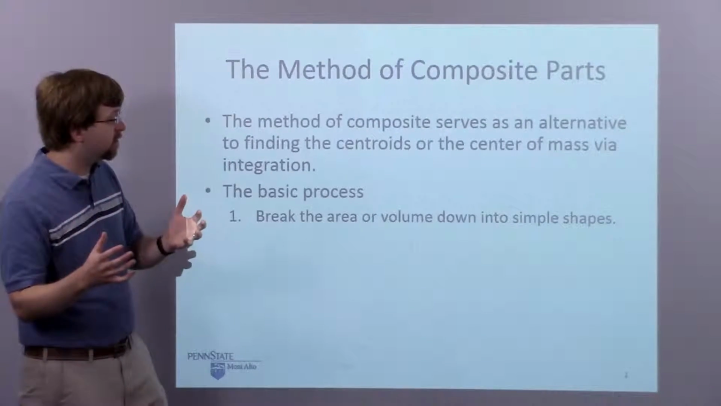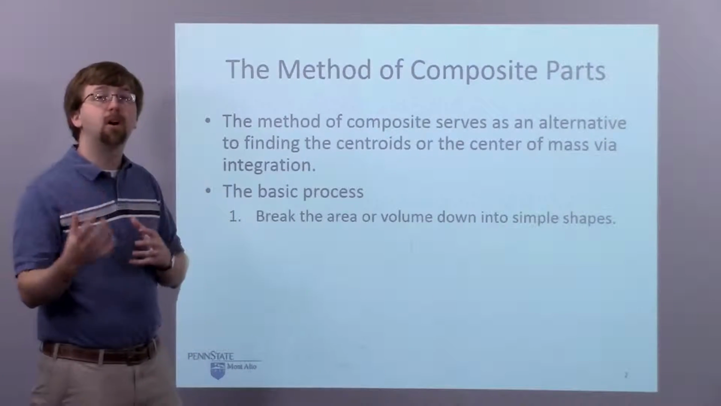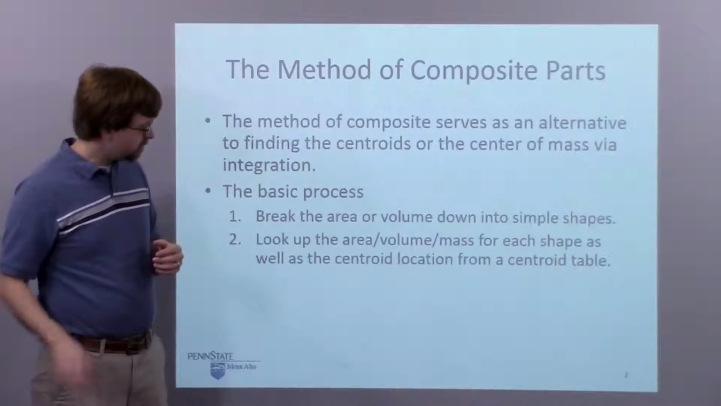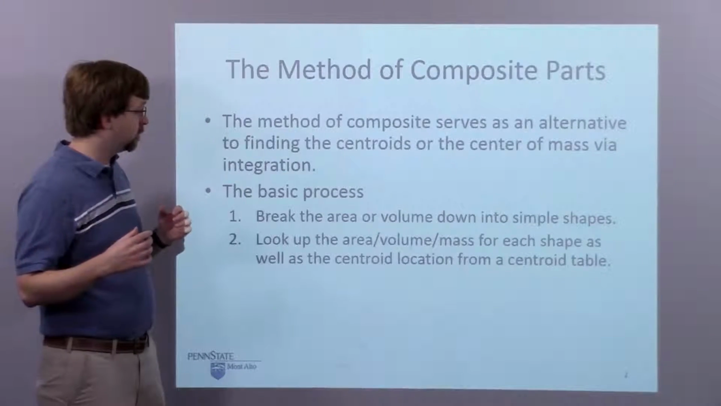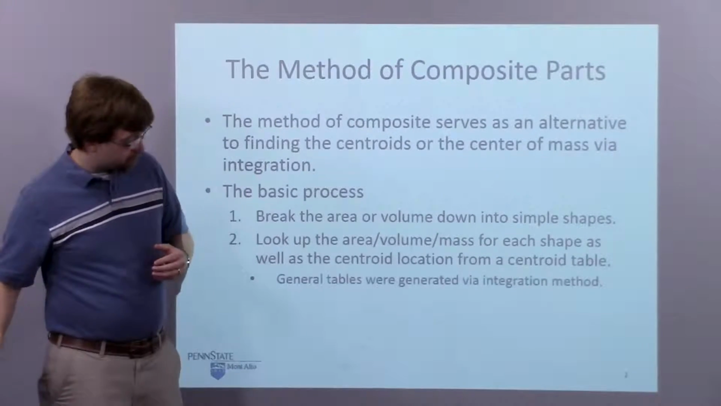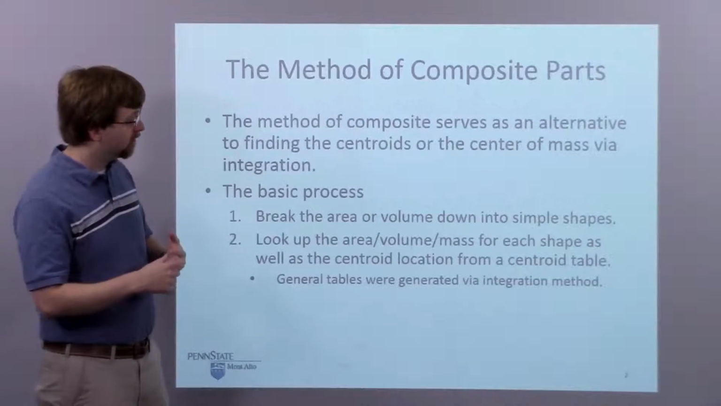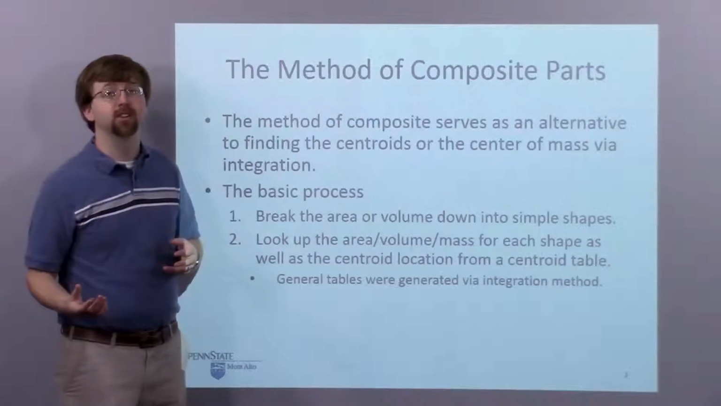first we would take our shape and break it down into smaller and simpler shapes and volumes. Next, we're going to look up in a table the area, volume, or mass for each of those shapes, as well as the centroid location.